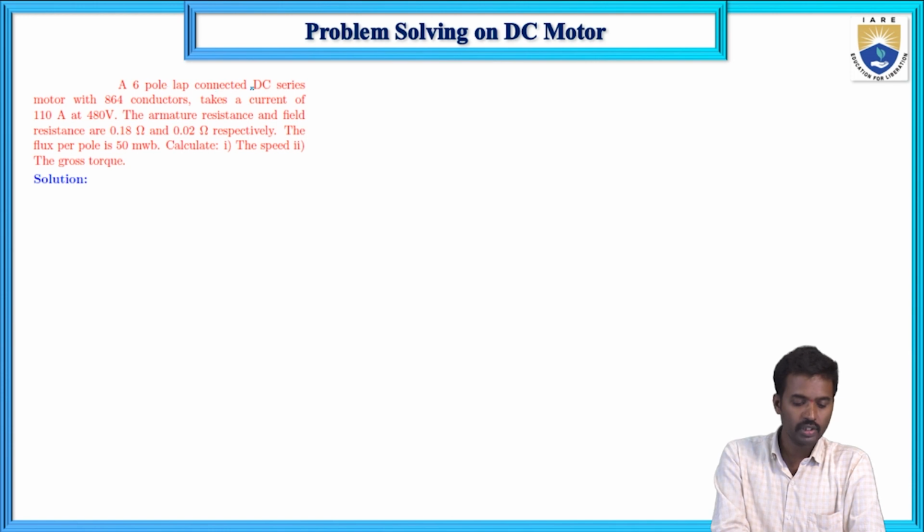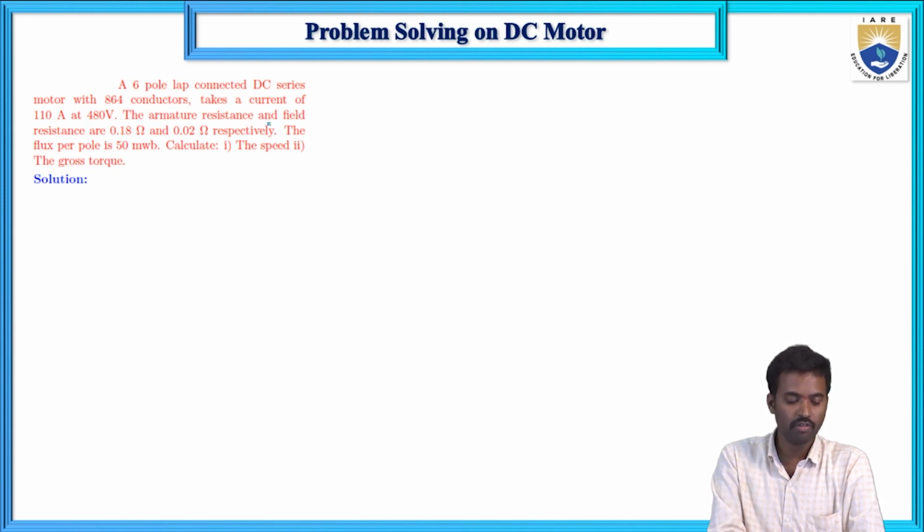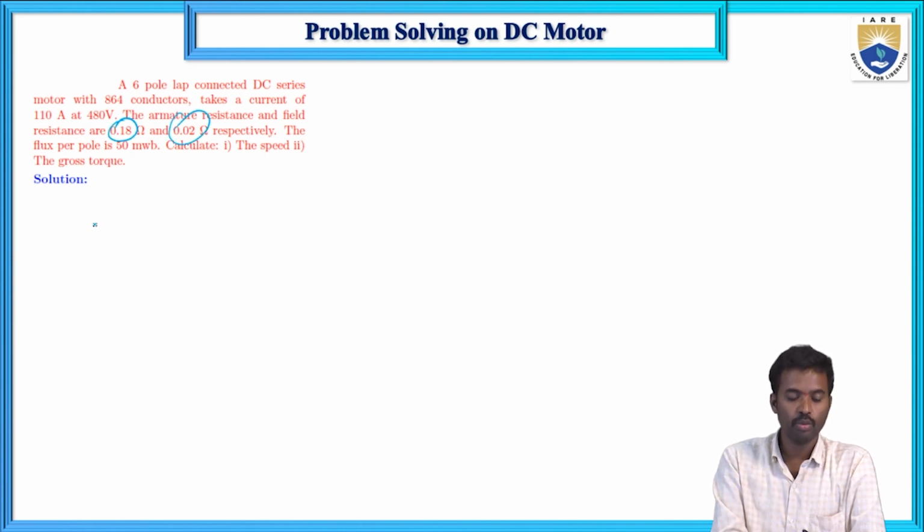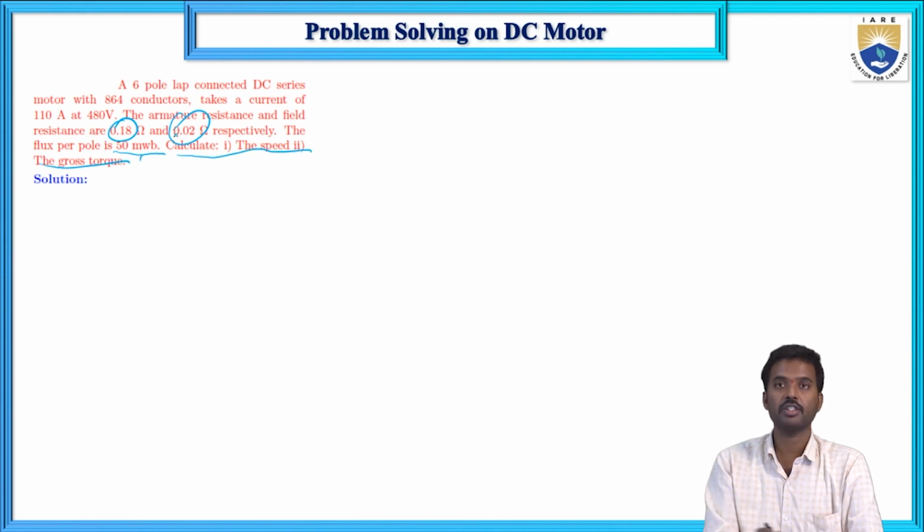So next case, a 6-pole lap connected DC motor with 864 conductors takes a current of 110 amperes at 480 volts, and the armature resistance and field resistance are 0.818 and 0.02 respectively. The flux per pole is 50 milliwebers, and calculate the speed and gross torque.